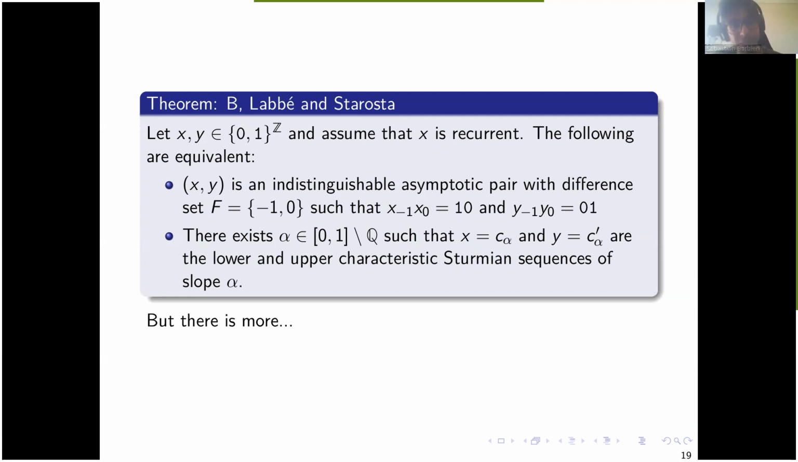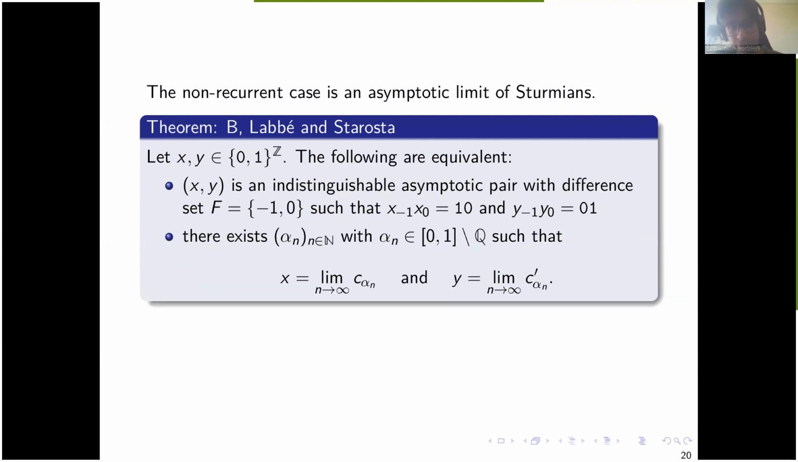But actually we get a little bit more. In fact, if I look at the non-recurrent case again, I can always obtain it as a limit case of Sturmians. So I get this slightly stronger theorem. If I just have a pair of indistinguishable configurations, then they are going to be an indistinguishable asymptotic pair with different set -1 and 0.